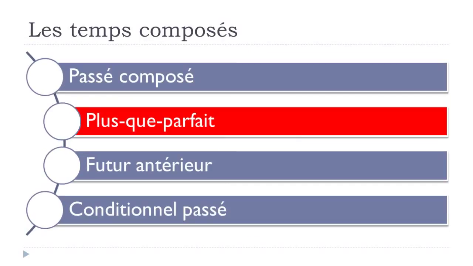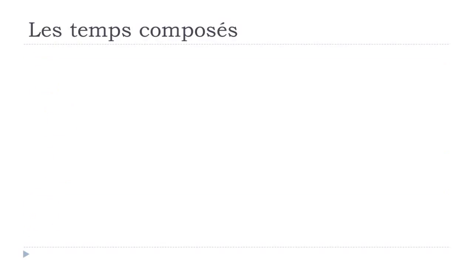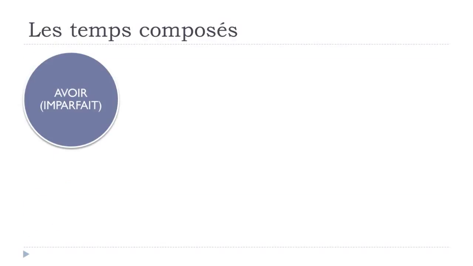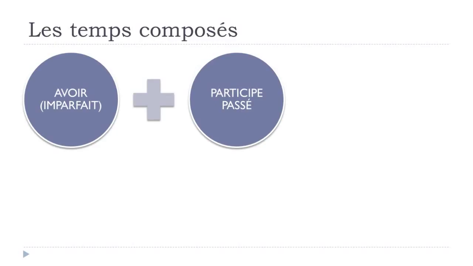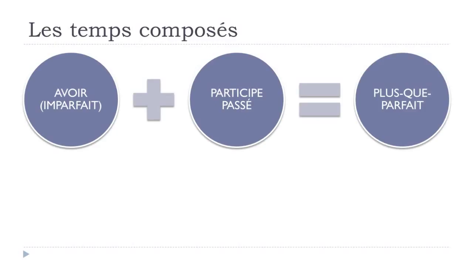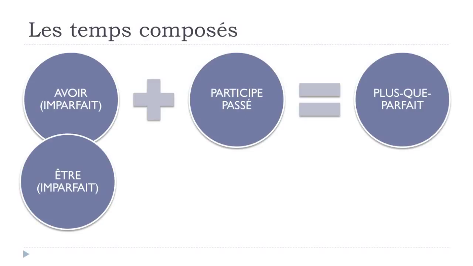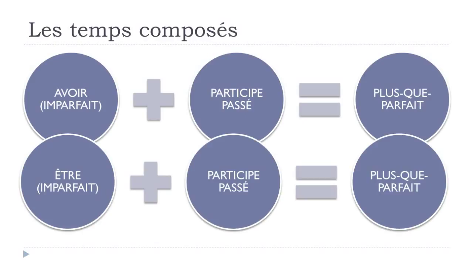So let's see now le plus que parfait. Remember, it was exactly the same rule. First, avoir. If you're not sure, just put avoir, but avoir should be in the imparfait form. Then the participe passé, and you will get your plus que parfait, okay? And for the same exceptions, we'll have être in the imparfait form, and then the participe passé, and it will give you the plus que parfait. Okay, so for the same reasons, we will see together avoir at the imparfait and être at the imparfait, just to make sure that it's clear for you.